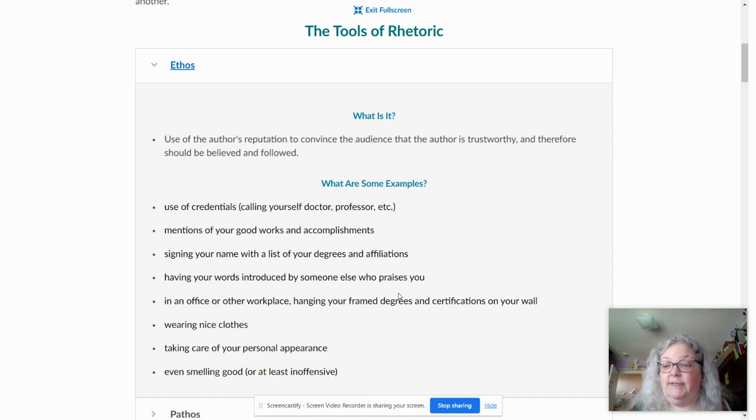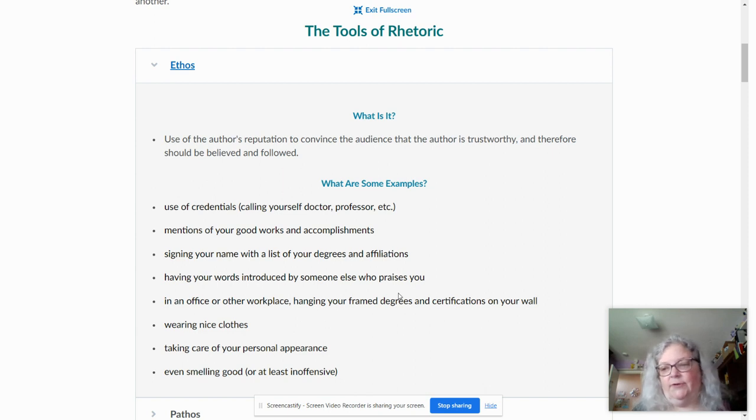Wearing nice clothes is a form of ethos because people tend to believe, subconsciously rather than consciously for most of us, people tend to believe and respect those who are attractive and who've presented themselves well, more so than people who have not. Taking care of your personal appearance is another thing. So if you show up to a job interview with greasy hair and dirty hands, you're going to be less persuasive in the interview than if you show up clean and well groomed.